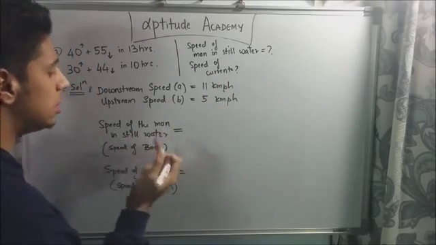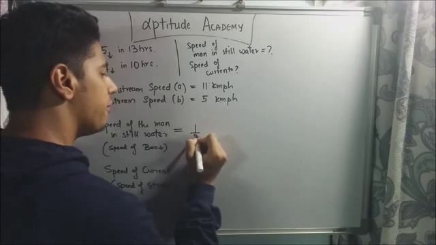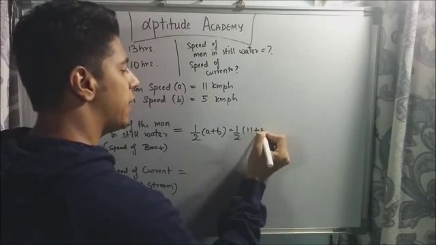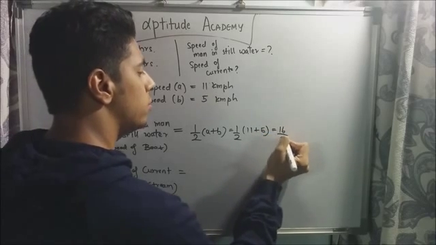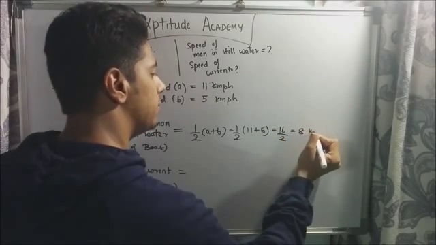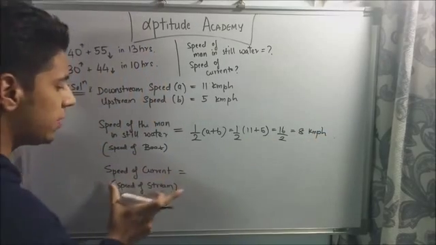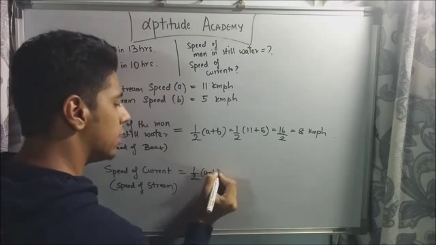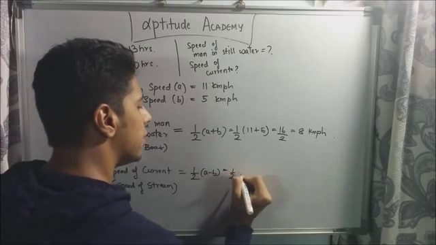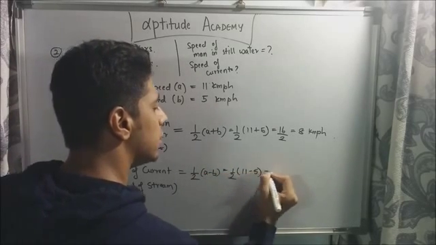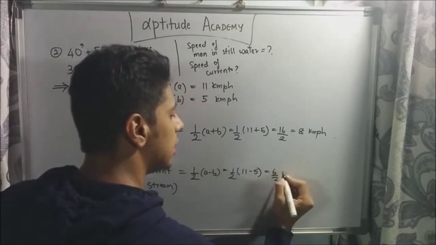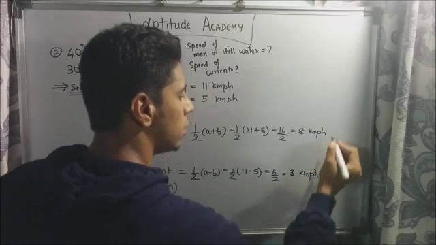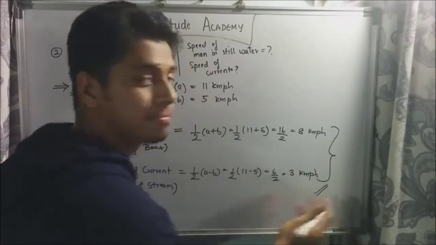Speed of the man in still water, that is speed of the boat, is half of A plus B. So half of 11 plus 5, 16 by 2, or 8 kilometers per hour. And speed of the current, that is speed of the stream, is half of A minus B. So that is half of 11 minus 5, that is 6 by 2, is equal to 3 kilometers per hour. So this is your final answer.